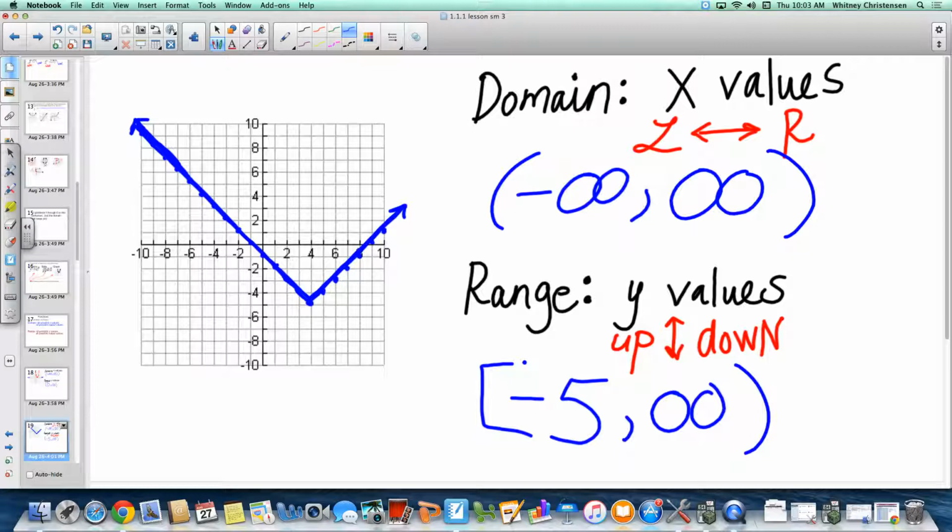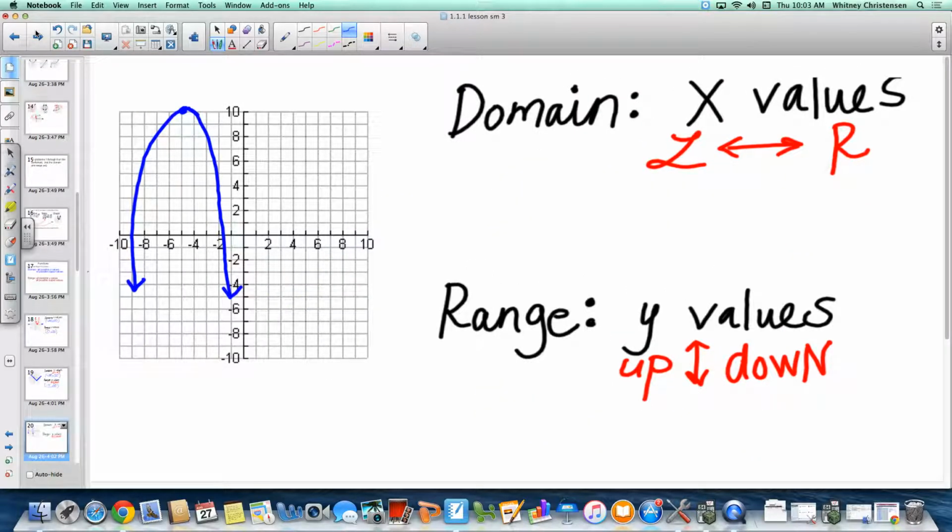Okay. Any questions? This one's a little bit trickier. Give it a try. Ready, set, go. Do it with your group. Do the domain and the range. Now I'm going to remind you, this one looks a little bit trickier, but if you shift your eyes the correct way, you're going to get it right. Domain is left and right. Do not look up and down. It doesn't matter for domain. I'm talking left and right.